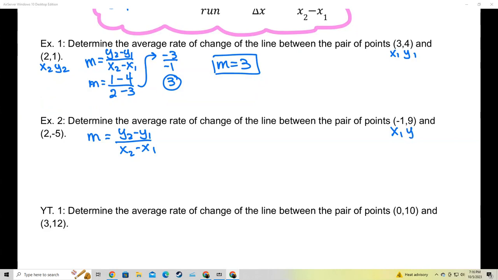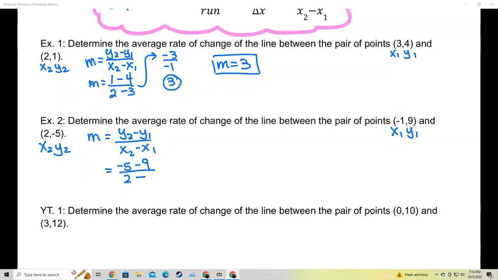In order for me to calculate this, I just need to start labeling these things. So I'm going to call this my first x and my first y. I'm going to call this my second x and my second y. And I'm just going to substitute values. So my second y is -5 minus my first y is 9 over my second x is 2 minus my first x, which is -1.